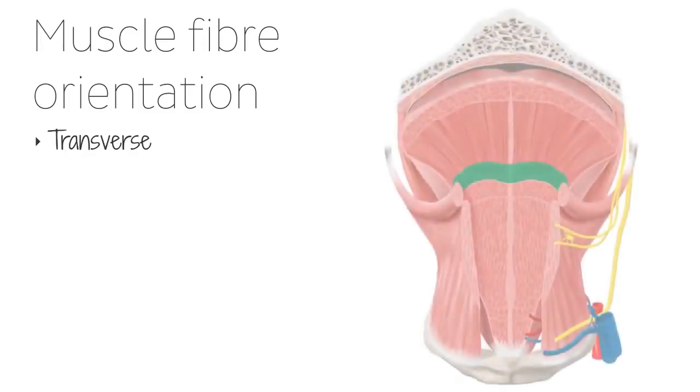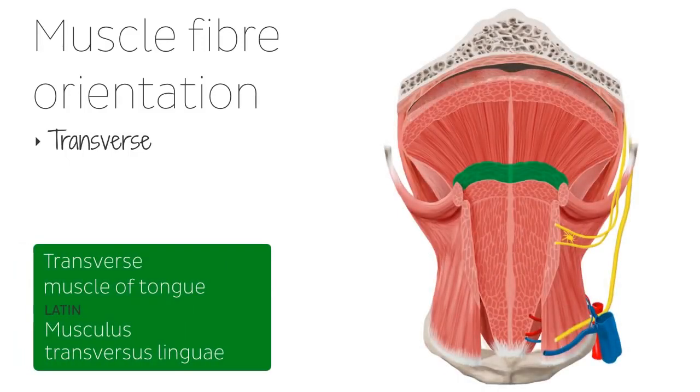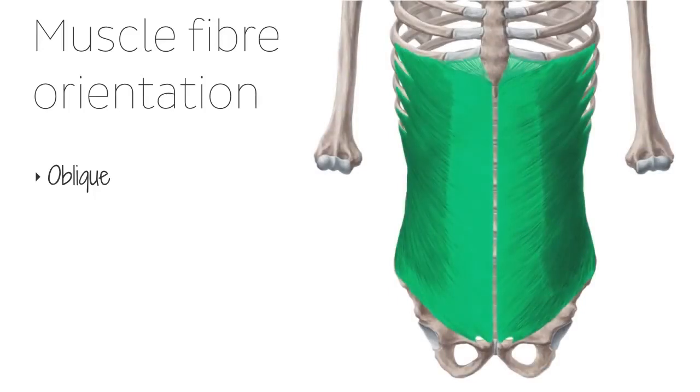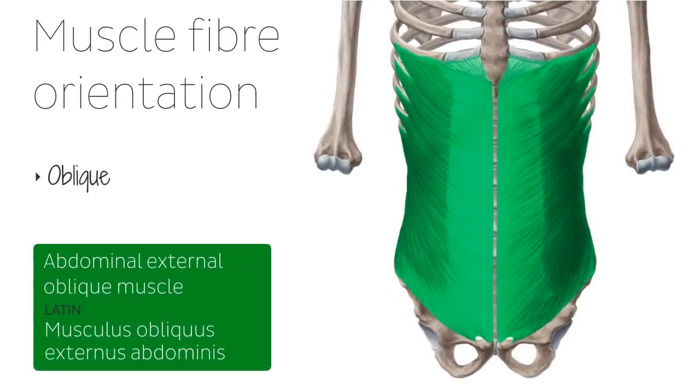Muscles can also derive their names from the orientation of their muscle fibers. The terms used to describe the orientation of muscle fibers include transverse, oblique, and rectus. The term transverse, which is used in the naming of the transverse muscle of the tongue, is used to describe muscle fibers that run perpendicular to the midline. The term oblique is used to describe muscle fibers that run diagonally at an angle or slanting. A good example of this would be the oblique muscles of the abdomen.